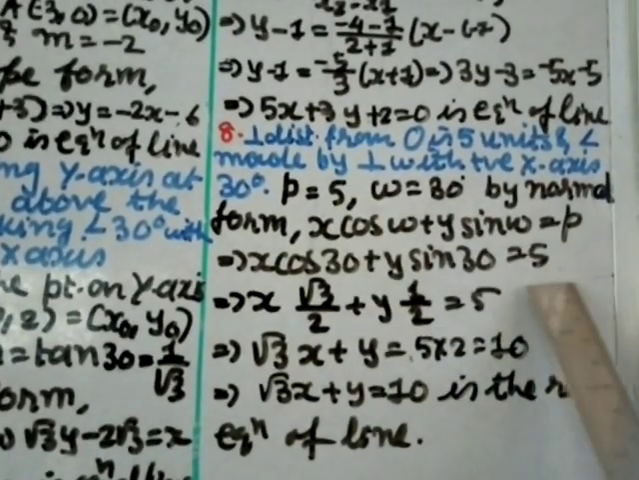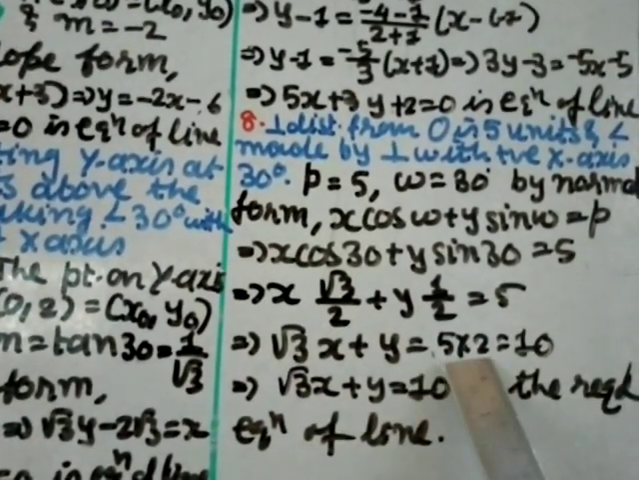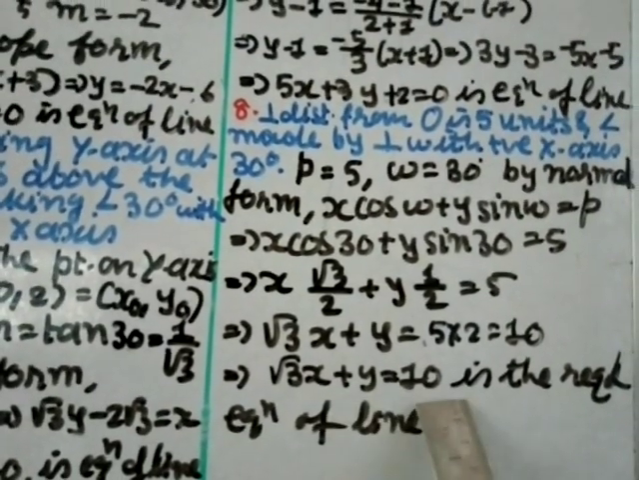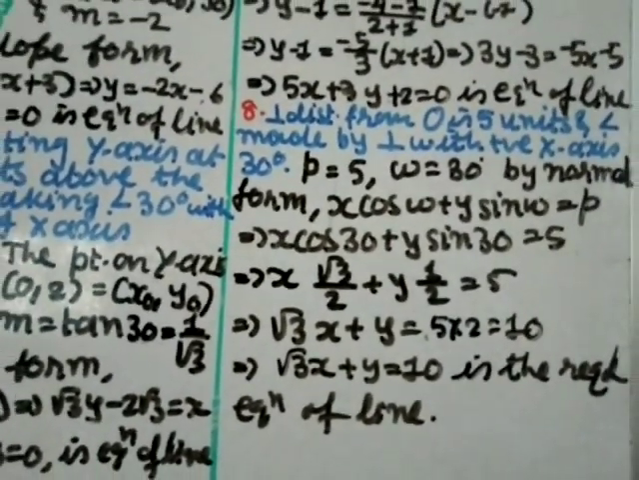So now put the values. x is as it is, cos omega is cos 30, plus y sin 30, equal to p value, which is 5. Cos 30 is root 3 by 2, plus y into sin 30 which is 1 by 2, equal to 5. Denominator is the same, so you can just transfer the denominator and write this together as root 3x plus y into 1 is y equal to 5. These two you are transferring here, so 5 into 2 is 10. So you can write this as root 3x plus y equal to 10, which is the required equation of the line.